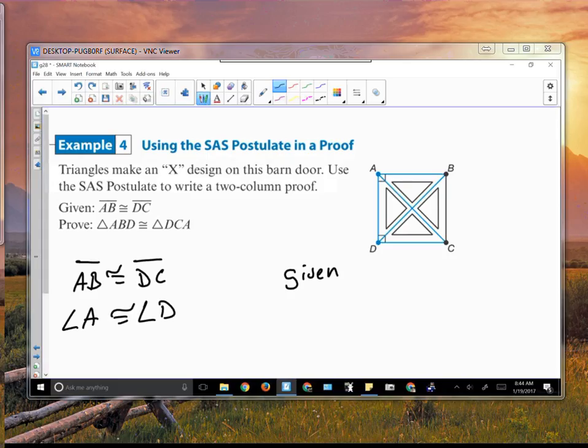What do we know about A and D? They're what kind of angles? Right angles. Did we have a postulate or something that talked about right angles? Well, I got one question. Are all right angles congruent? Okay. All right angles congruent. Okay.